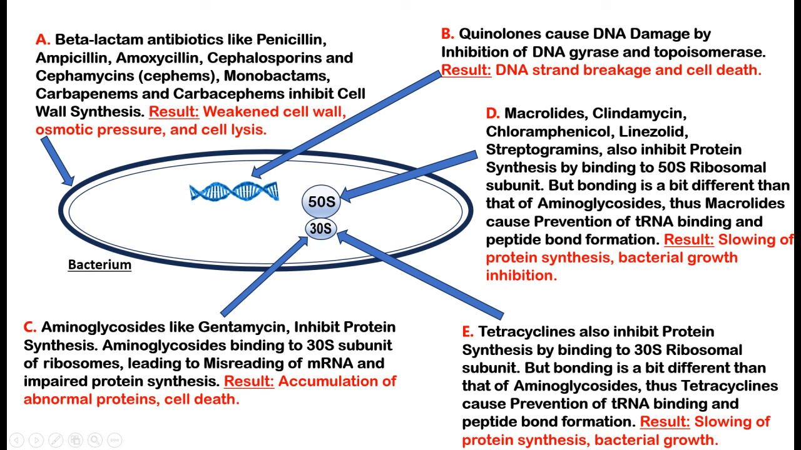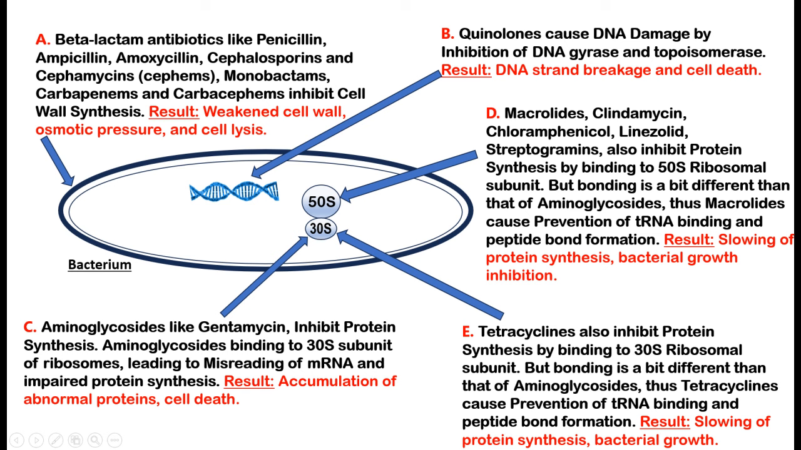Macrolides, clindamycin, chloramphenicol, linezolid, streptogramins also inhibit protein synthesis by binding to the 50S ribosomal subunit. But the binding is a bit different than that of aminoglycosides. Thus, macrolides cause prevention of tRNA binding and peptide bond formation. Result: slowing of protein synthesis, bacterial growth inhibition.